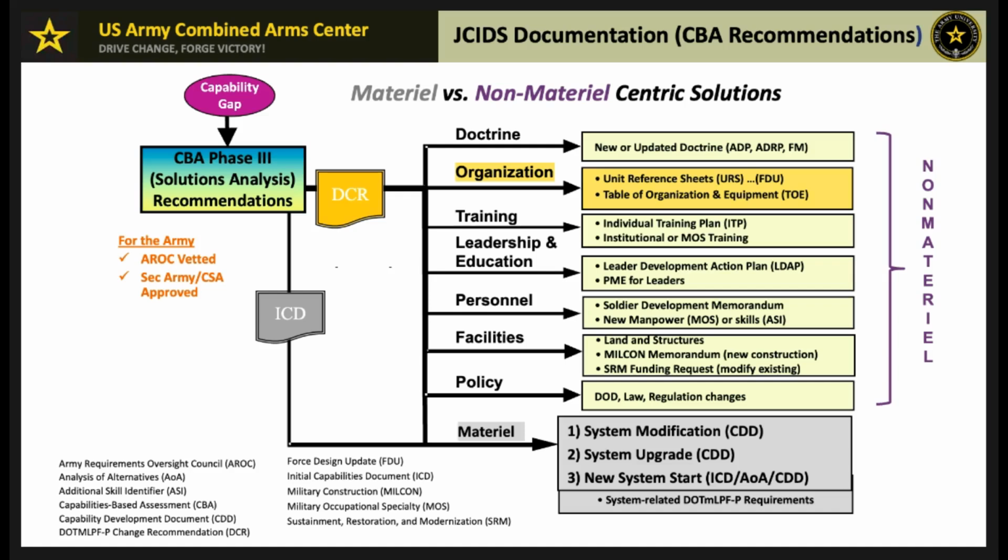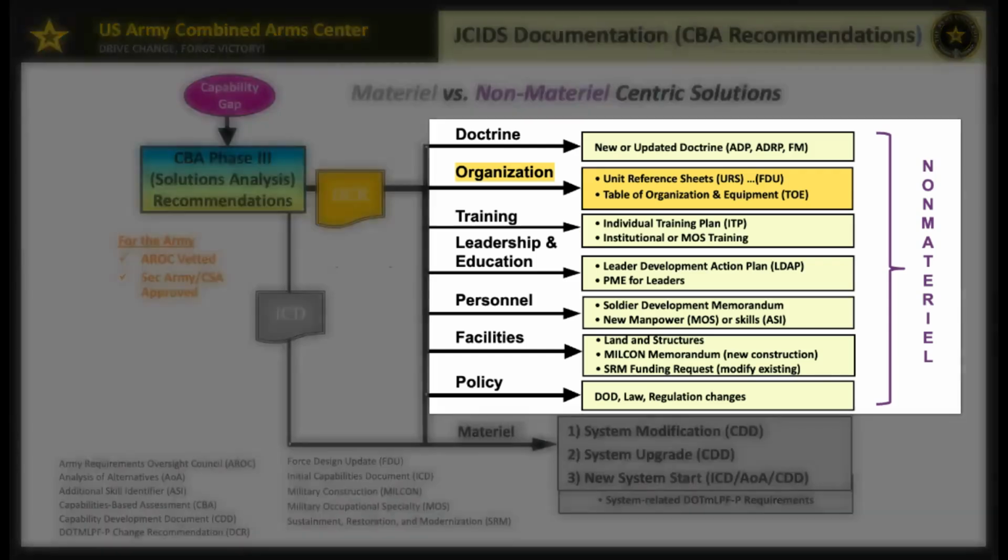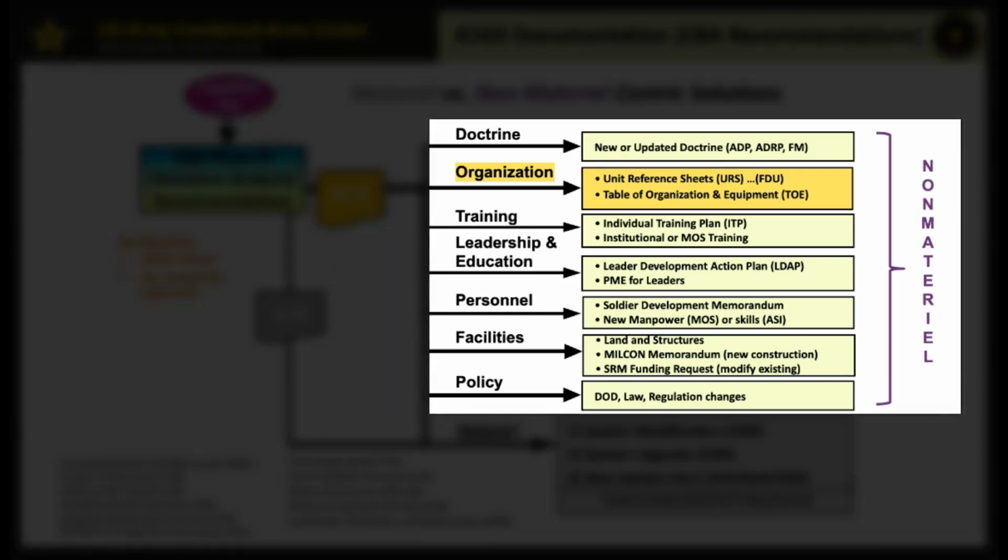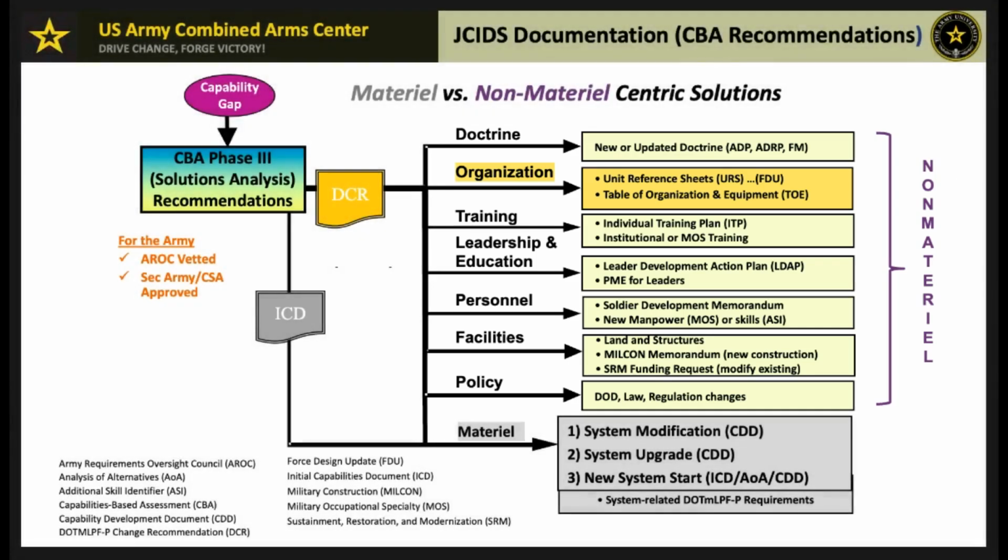On the other hand, non-material solutions involve changes in doctrine, training, leadership, education, organization, personnel, facilities, or policy. These solutions are often faster and less costly to implement. A notable example could be the changes made during the counterinsurgency strategy in Iraq, which required significant adjustments in training and tactics, essentially updating our rule book to win the game. Non-material solutions can involve updates to doctrine, the development of new training plans, adjustments to organizational structures, and policy changes.